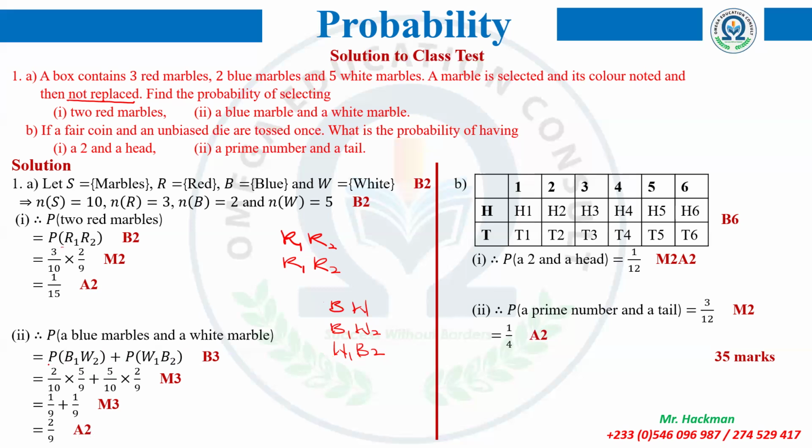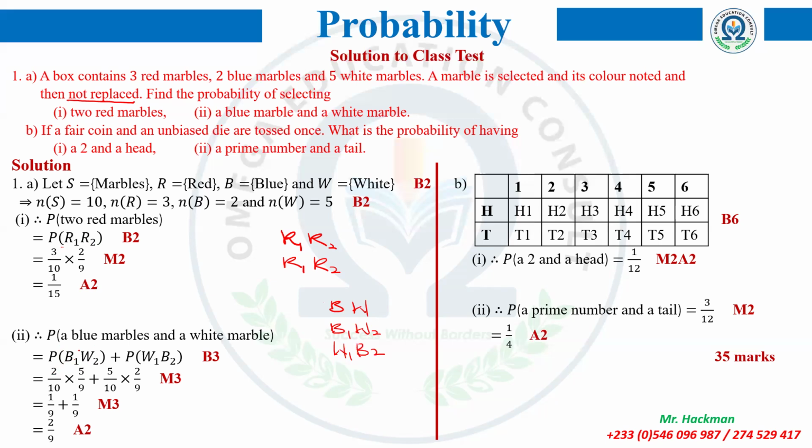So the first possibility will be your first selection being a blue marble and your second selection being a white marble. That will give us P, B sub 1, W sub 2. In this case, these two events are dependent events, so we are going to deal with multiplication.